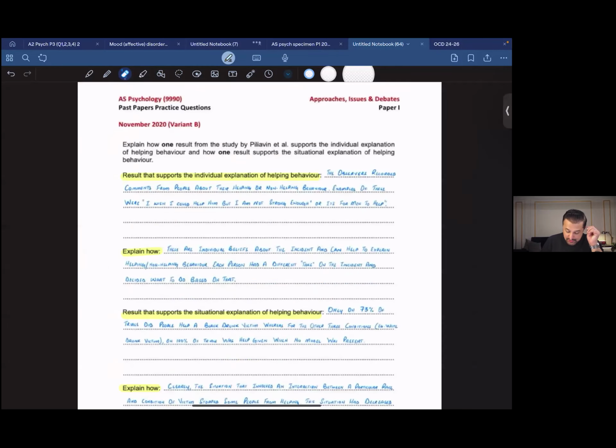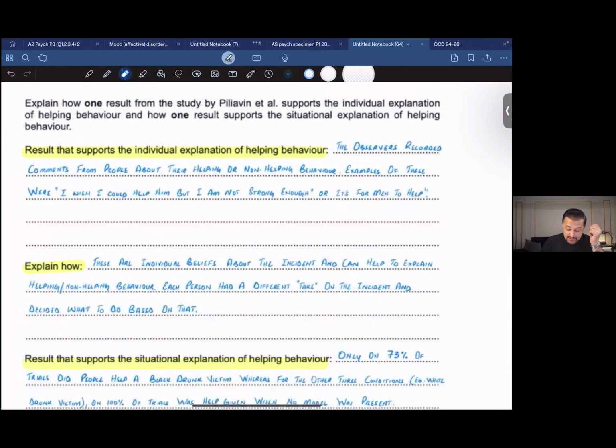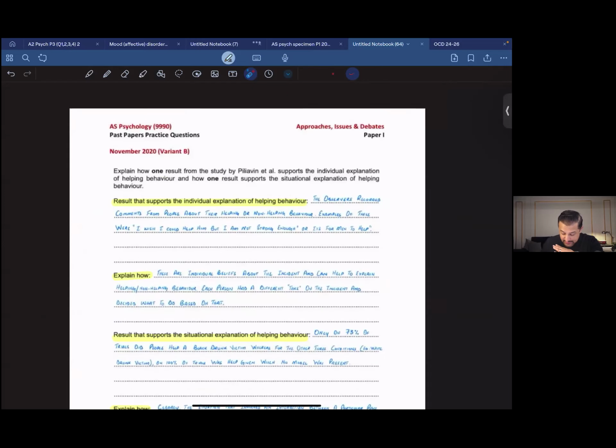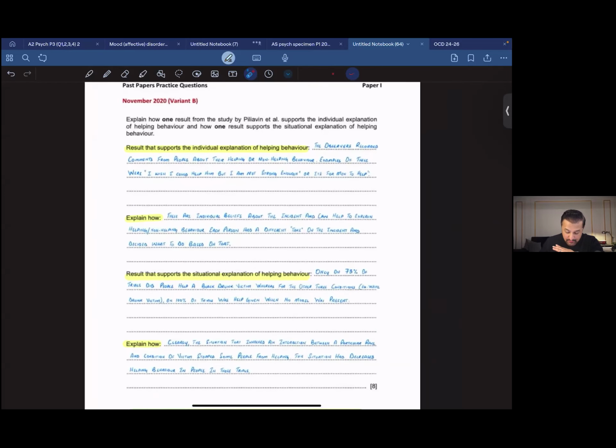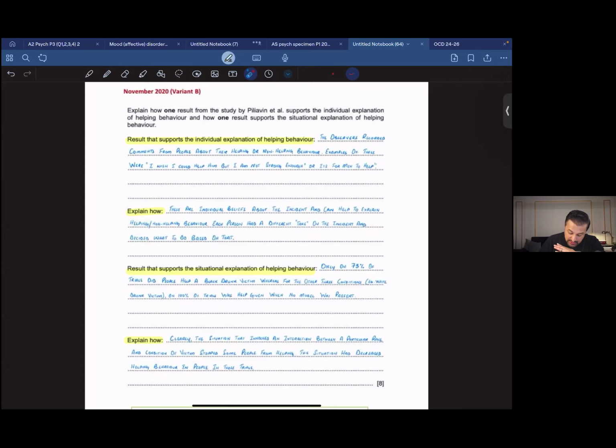Having a look at this question: explain how one result from the study by Piliavin et al. supports the individual explanation of helping behavior, and how one result supports the situational explanation of helping behavior. Questions of this sort, relatively recently, this is a question from November 2020. Cambridge has exactly shown you what they're demanding. The reason I have added this question to today's revision lesson is to show you how the CIE could exactly show you what they want, so that you do not get distracted or derailed.